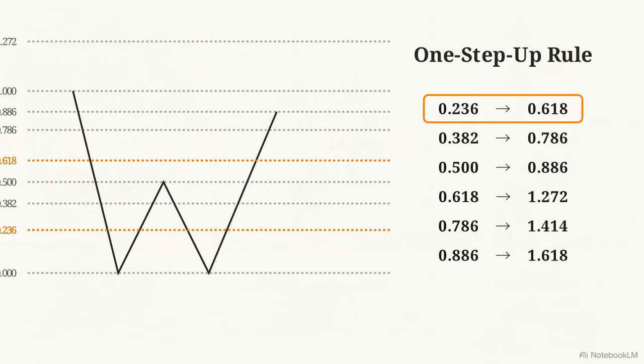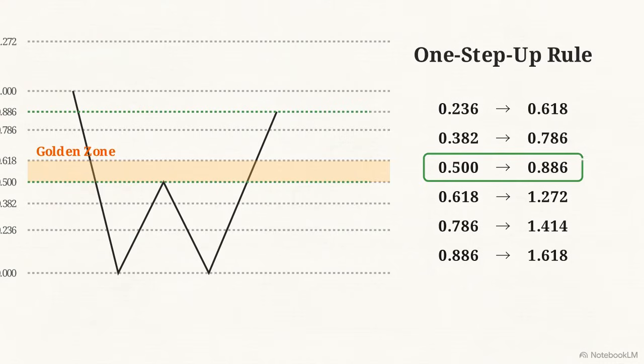A pullback to the 0.236 level maps to the 0.618 extension, while a hit at the 0.382 level points towards the 0.786. The highest probability reversals occur within the golden zones. For instance, a retracement touching the 0.500 line maps directly to a target extension at the 0.886 level.